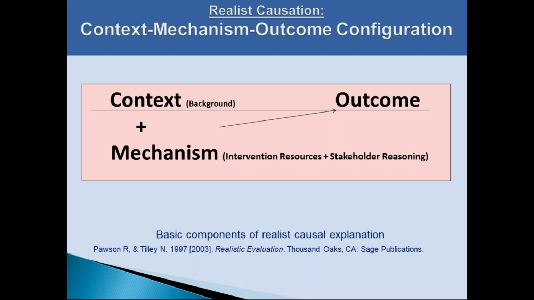So what I'm saying, and I should clarify that this is not the only way to define context, mechanism, outcome. It is important to be clear about your definition for your project and to justify why you have defined it in a certain way.